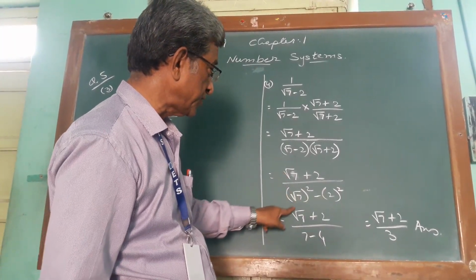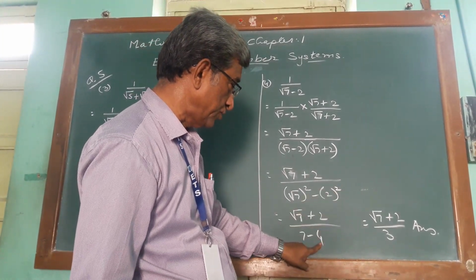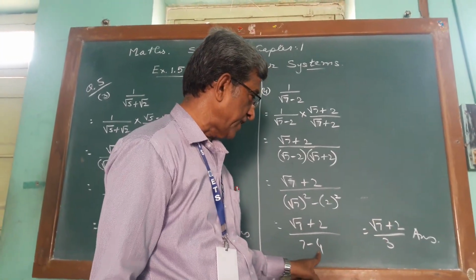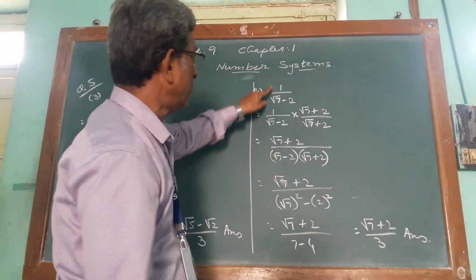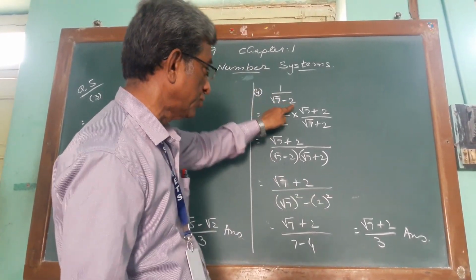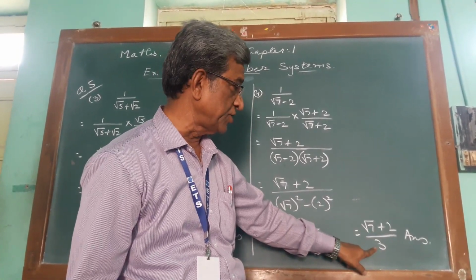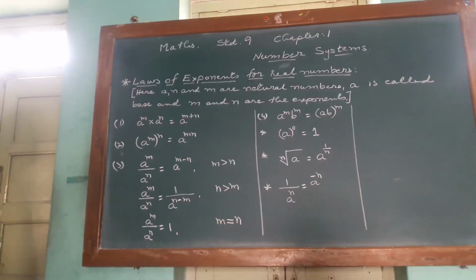Numerator remains as it is. Root 7 square gives you 7 and 2 square gives you 4. Root 7 plus 2 upon 7 minus 4 is equal to 3. So the rationalized form of 1 upon root 7 minus 2 is root 7 plus 2 upon 3, and here there is no root in the denominator. So this will be our required answer.